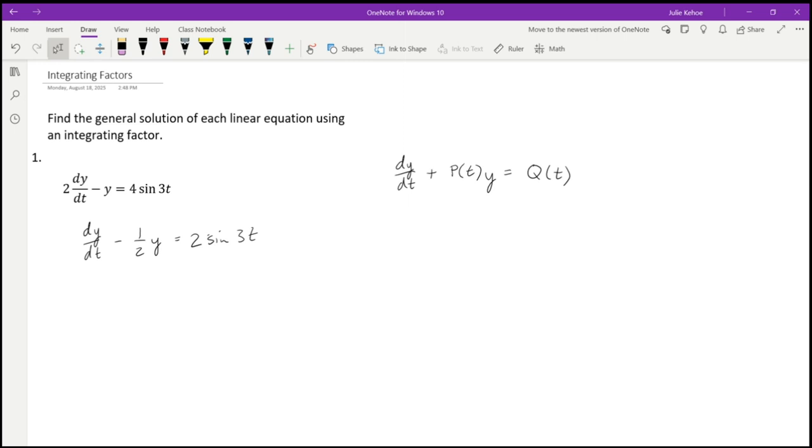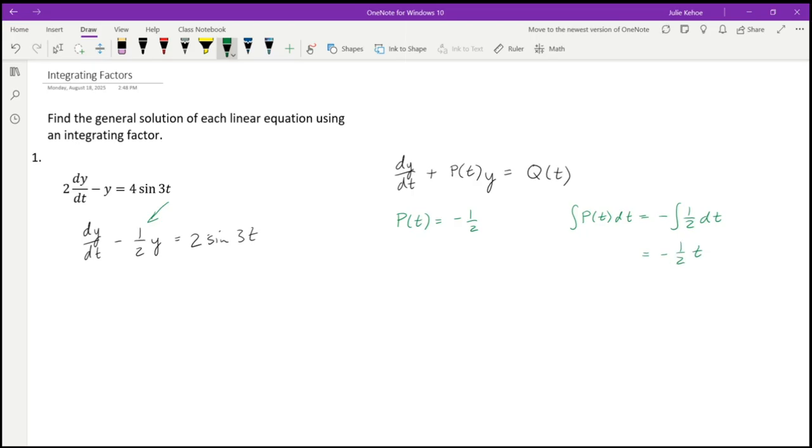And I can look at what is multiplying the y on the left side of the equation, and that is going to be my p of t. So here that's negative 1/2. So p of t equals negative 1/2. And to find the integrating factor, which we often call mu, I'm going to integrate this. So the integral of p of t with respect to t is going to be the integral of negative 1/2 dt. Now integrating that, we get negative 1/2 t.